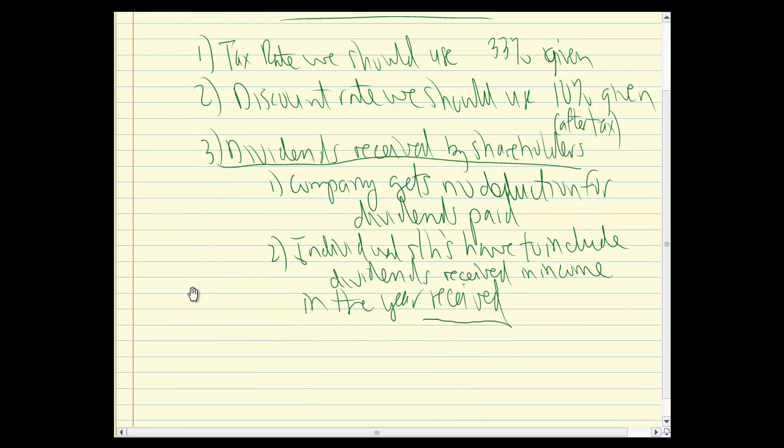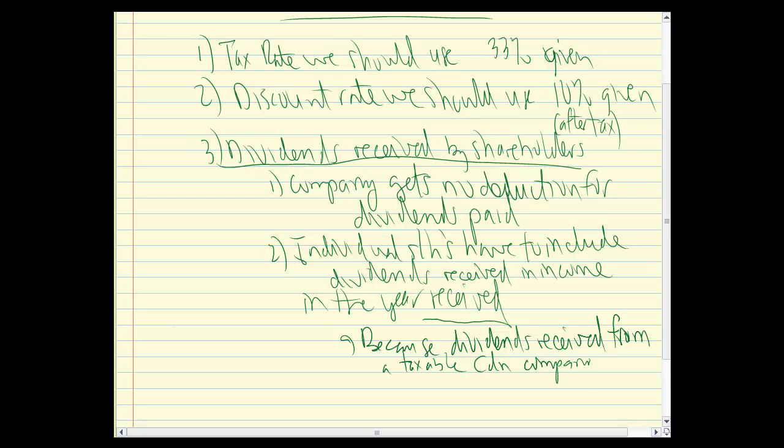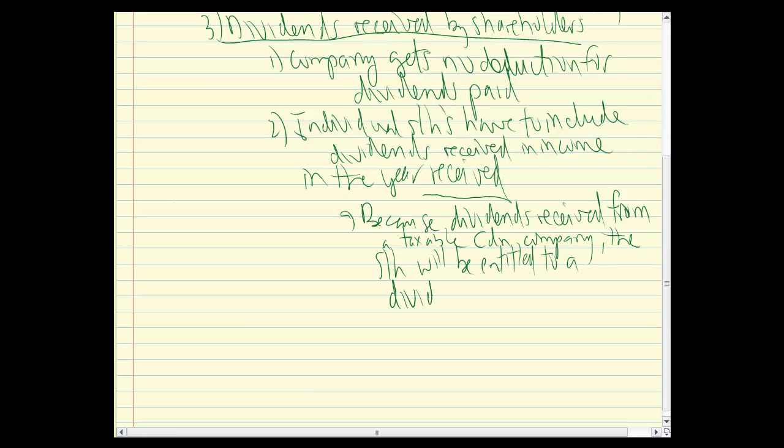And don't forget, a little sub-point to that, what else do you say? You get a tax credit. They get the dividend tax credit. Because dividends received from a taxable Canadian company, the shareholder will be entitled to a dividend gross up and dividend tax credit. Everybody remember that from your 201? You gross up the dividend as an individual, and then you get a dividend tax credit. Everybody remember that? So that'll tell you you know what you're talking about.